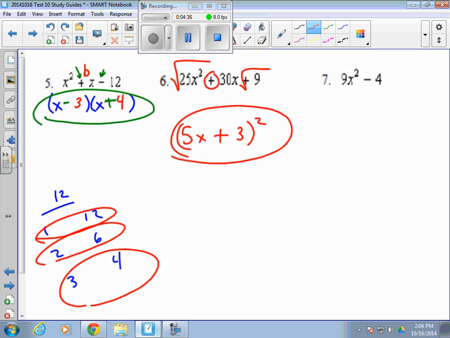Number 7 is the difference of two perfect squares. Again, you can take the square root of this one. The square root of 9x squared is 3x, and the square root of this one is 2. Now, it's the difference of two perfect squares. This is where it's a little bit different than when you do the trinomial. Since it's the difference, that means one of them is going to be plus and the other one is going to be minus. So 3x plus 2 and 3x minus 2.